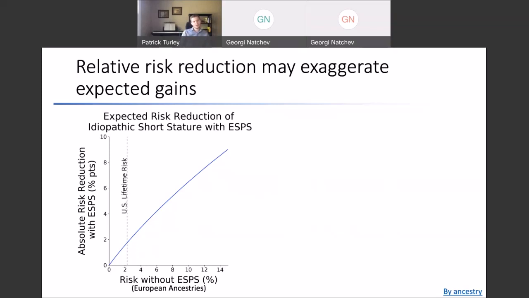Now, if we wanted to use the height polygenic score to select an embryo who is less likely to have idiopathic short stature, you're able to reduce the risk of idiopathic short stature by 1.5 percentage points. And so this feels like a very small amount, and maybe a person who's concerned about this may choose not to spend the money on a service like this if they're told that they would only be able to reduce the risk of idiopathic short stature by 1.5 percentage points.